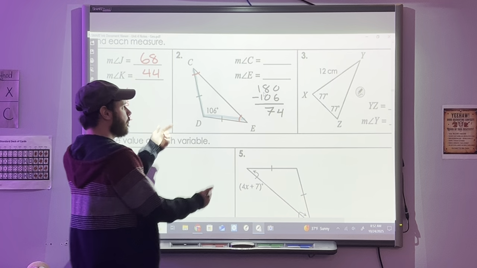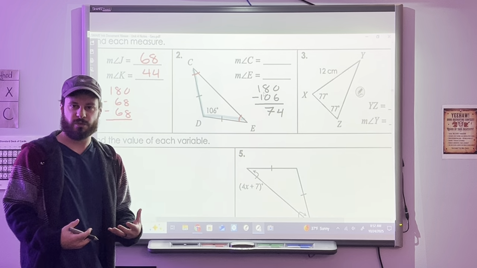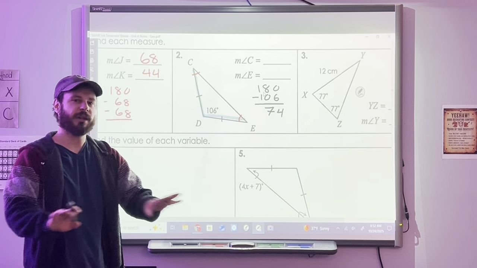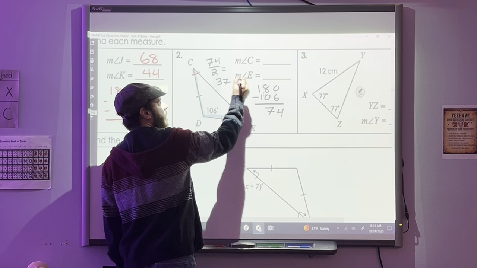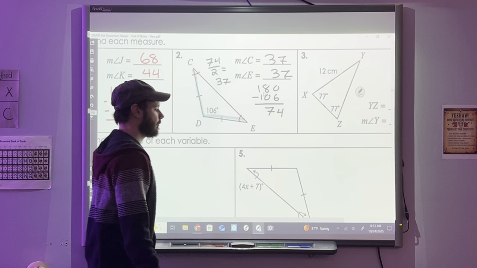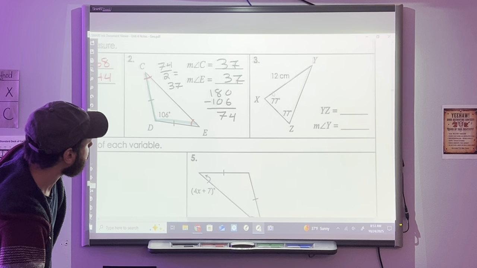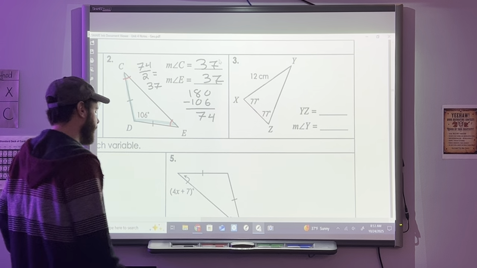I need both of these angles to have the same amount. So I have 74 or something, I need to split it evenly between two corners. 74 divided by 2, 37. So one is 37, so is the other. We will do that one a lot. Now we're throwing a side in the mix.